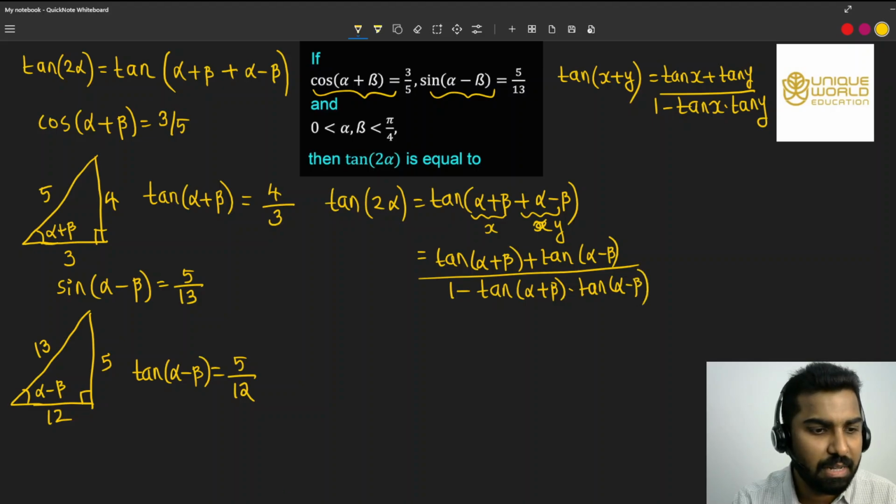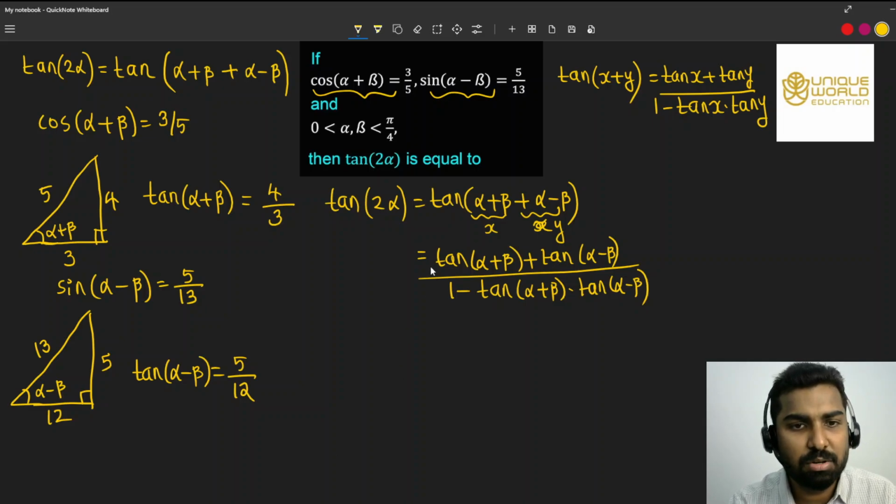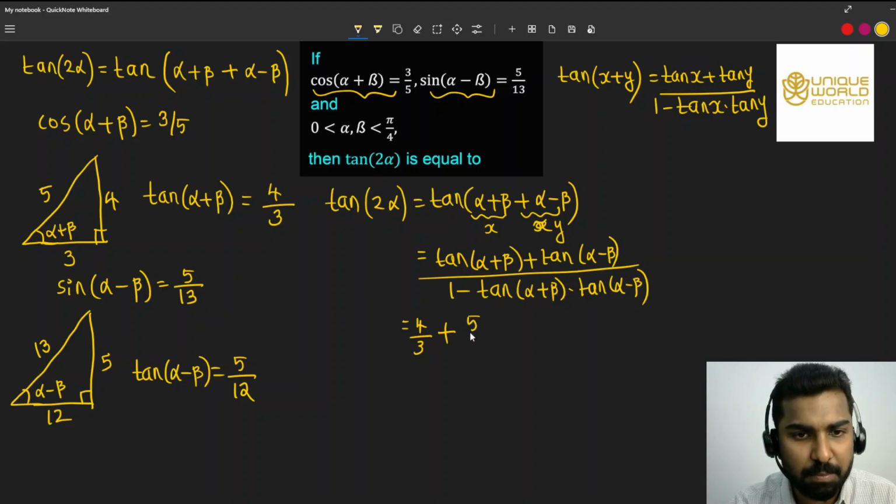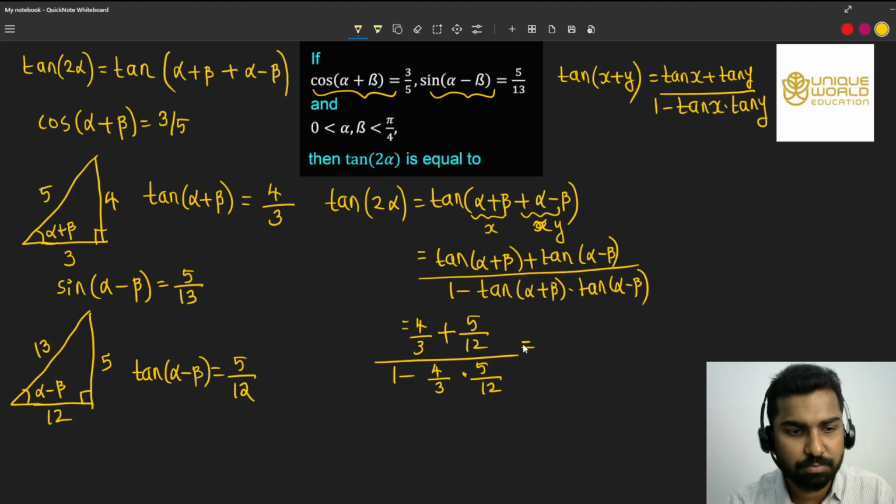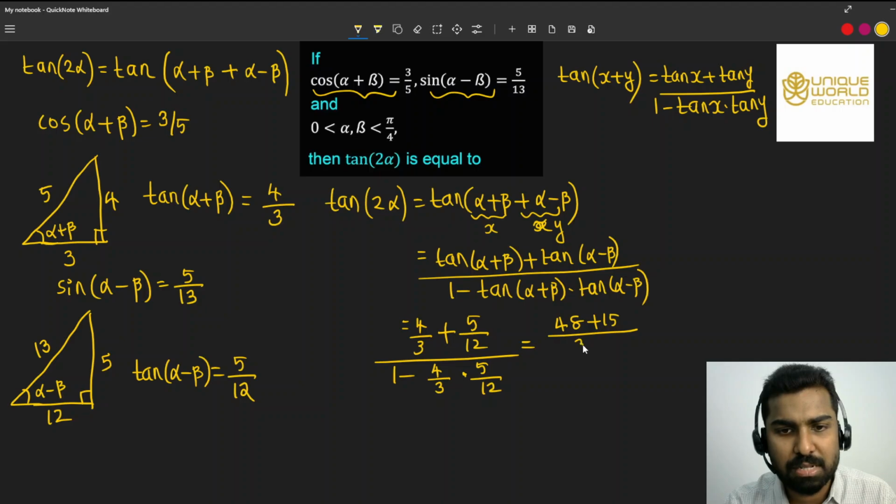Now the only thing required is plugging in the values. Tan of alpha plus beta is 4 by 3, so 4 by 3 plus tan of alpha minus beta, 5 by 12, divided by 1 minus 4 by 3 into 5 by 12. Just take the LCM. So this will become 4 twelves are 48 plus 5 threes are 15, divided by 3 twelves are 36, all divided by 1 minus 4 fives are 20 divided by 36.